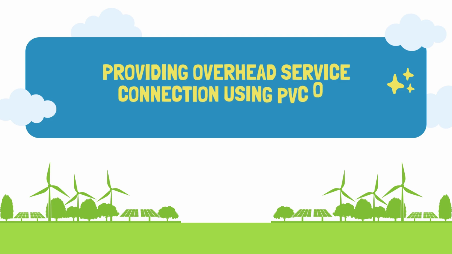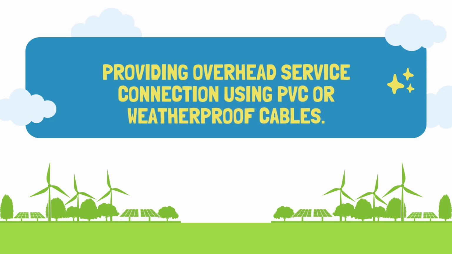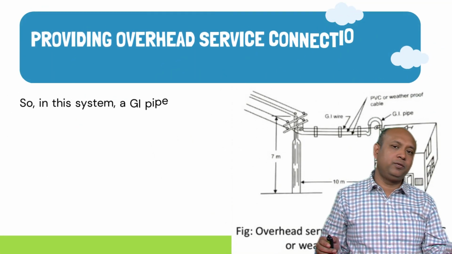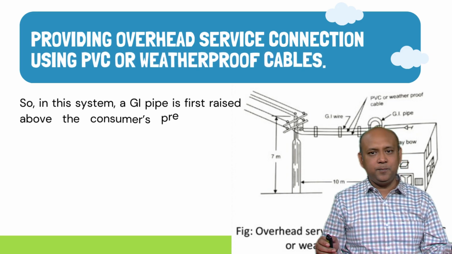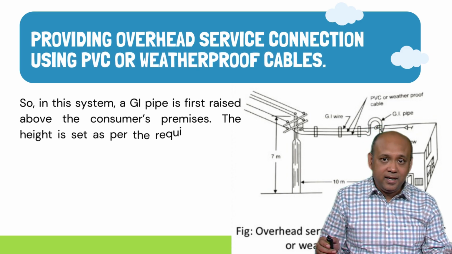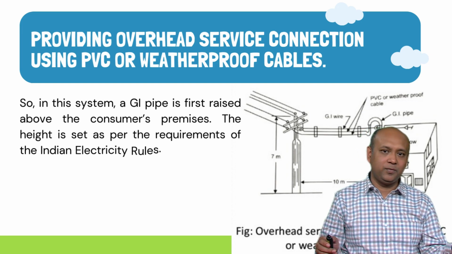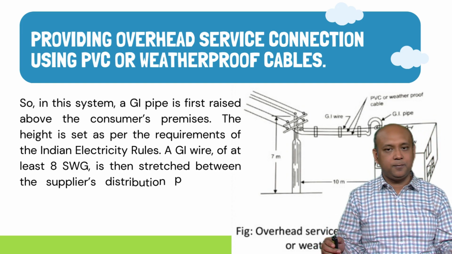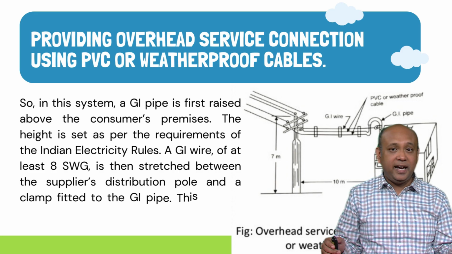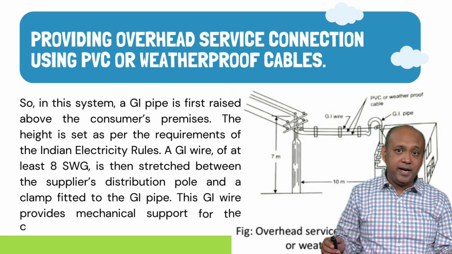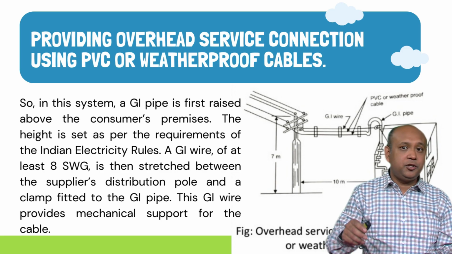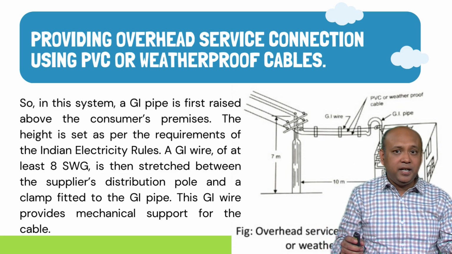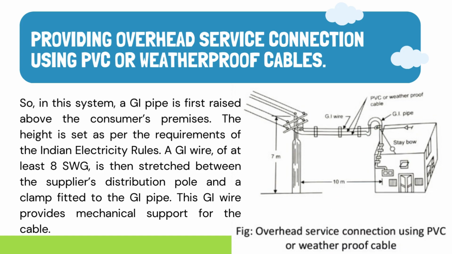Now let's discuss the process of providing overhead service connection using PVC or weatherproof cables. In this system, a GI pipe is first raised above the consumer's premises. The height is set as per the requirements of the Indian Electricity Rules. A GI wire of at least 8 SWG is then stretched between the supplier's distribution pole and a clamp fitted to the GI pipe. This GI wire provides mechanical support for the cable.